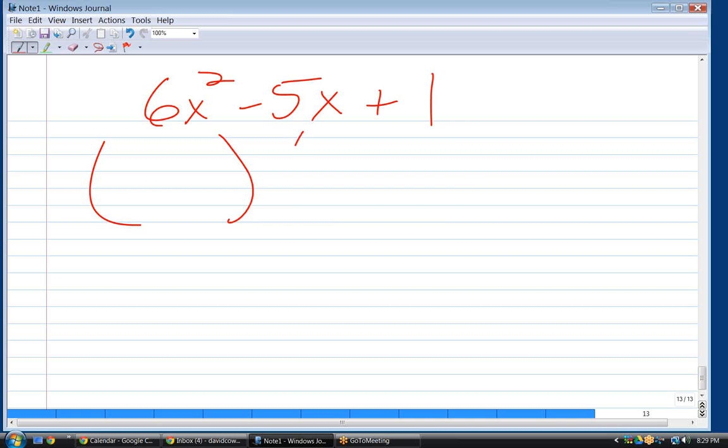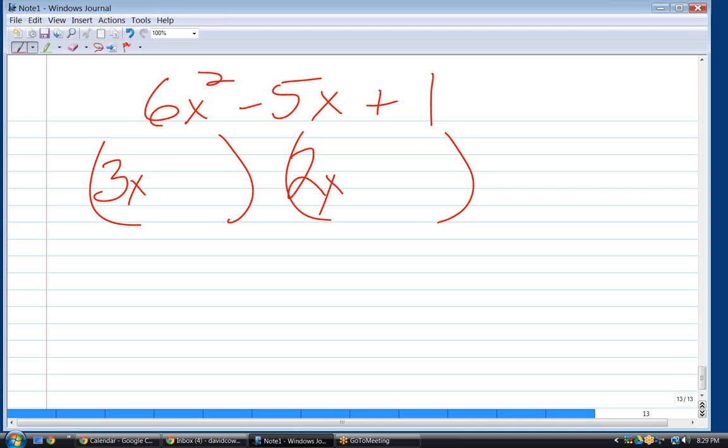Again, no greatest common factor. That's the first thing I would look for. How are we going to break up that 6x squared? We've got two choices. What are the two choices? You can do 6 and 1. Okay. Or you can do 2 and 3. Which one am I going to choose to start with? 2 and 3. Exactly, always. That may not be the right answer. We may have to come back and re-examine it, but that's always where I'm going to start.